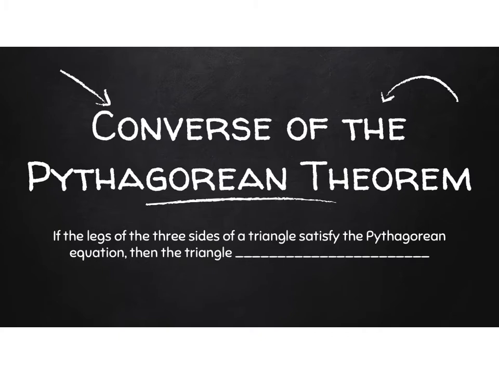The opposite of the Pythagorean theorem also works. So if the legs of three sides in a triangle satisfy the Pythagorean equation, then the triangle is a right triangle. So it works both directions. If I put it in knowing it's a right triangle and I'm looking for a side, I can find the missing side. And if I want to know if three sides make a right triangle, I can put them into the Pythagorean theorem and figure out, gee, is it a right triangle or not?